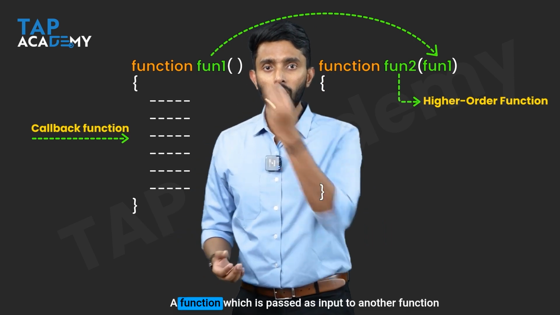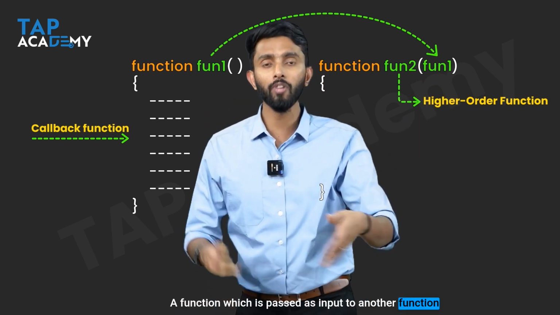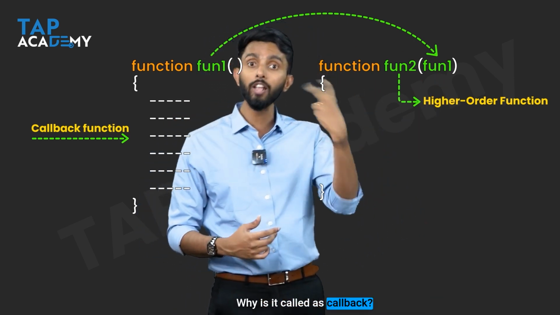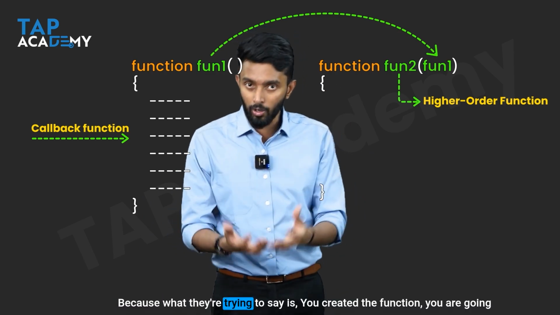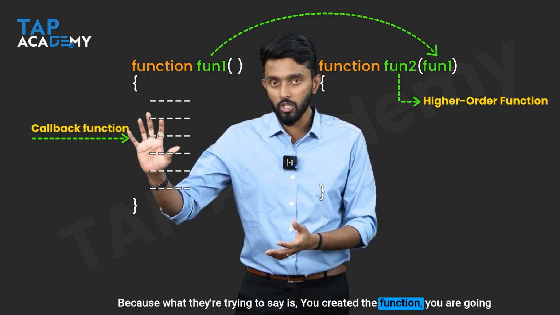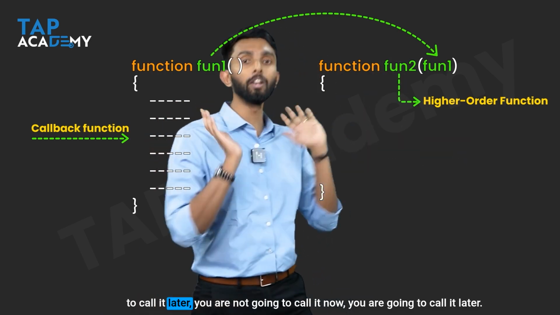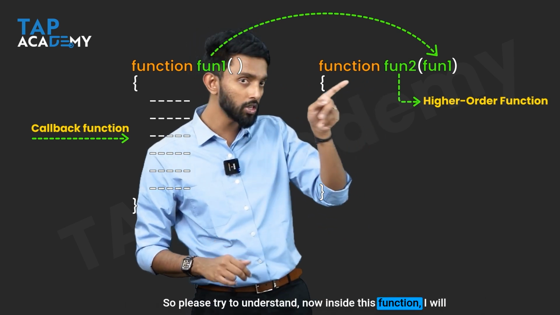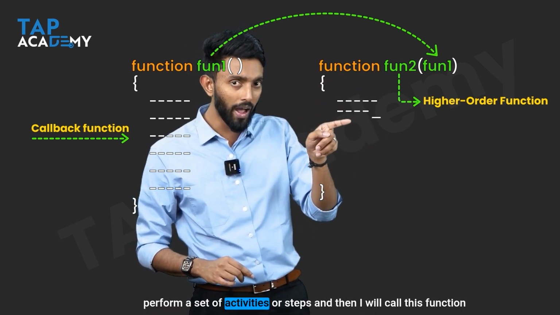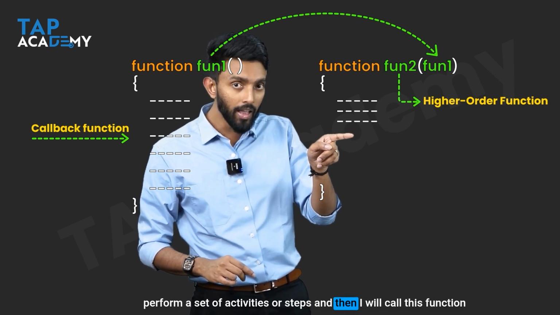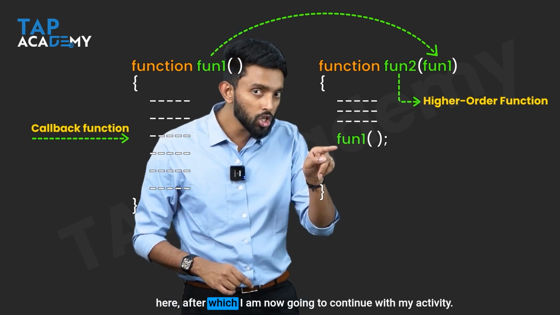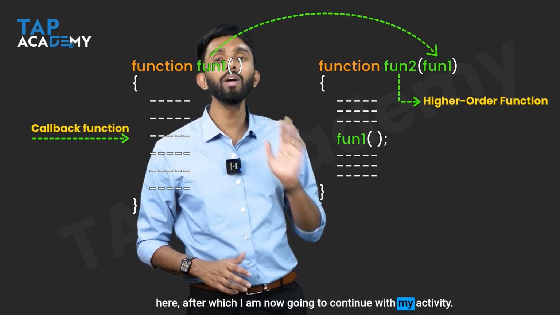That's it. A function which is passed as input to another function is, in high-five words, called a callback function. Why is it called a callback? Because what they're trying to say is, you created the function, you're going to call it later. You're not going to call it now, you're going to call it later. So please try to understand, now inside this function, I'll perform a set of activities or steps, and then I will call this function here. After which, I am now going to continue with my activity.